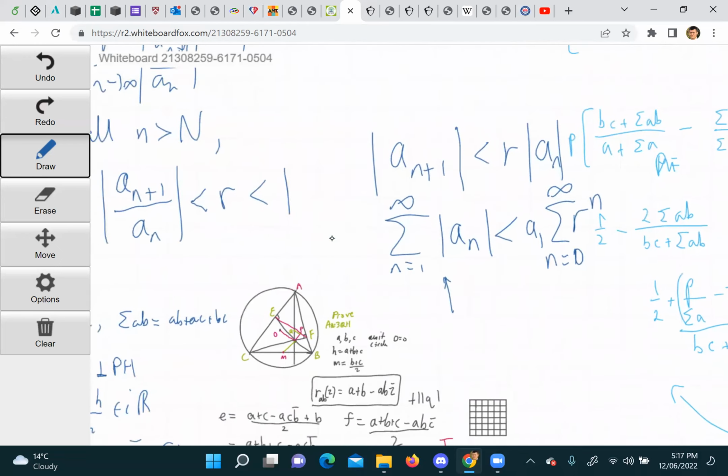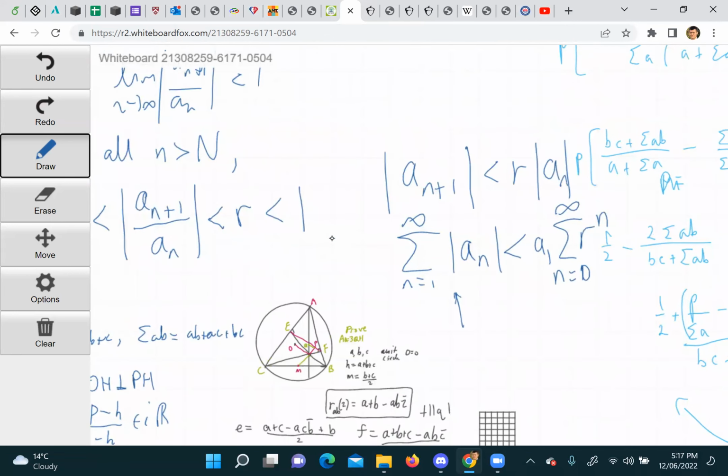The constant, a_1, doesn't really matter. I guess the original sum is less than this. Is this like squeeze? Squeeze. So this makes it obvious that it converges if the sequence has all positive terms.